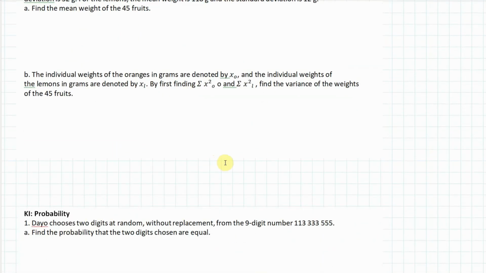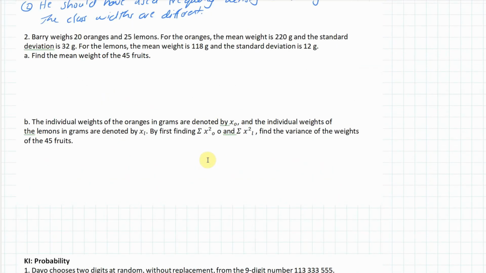Okay, right. Number 2, this is also the same kind of deal, representation of data. Barry weighs 20 oranges and 25 lemons. For the oranges, mean weight 220 grams, and standard deviation 32. Let's maybe do the lemons in a different colour. For the lemons, the mean weight is 118, standard deviation is 12. We've got to find the mean weight of the 45 fruits.